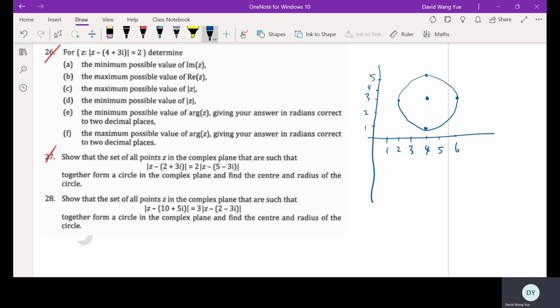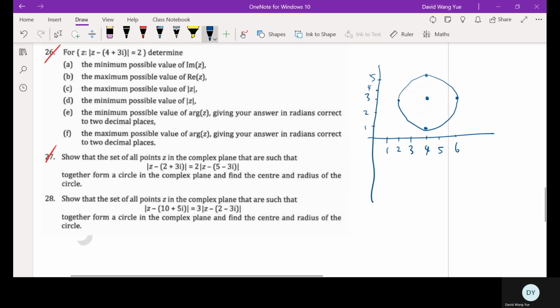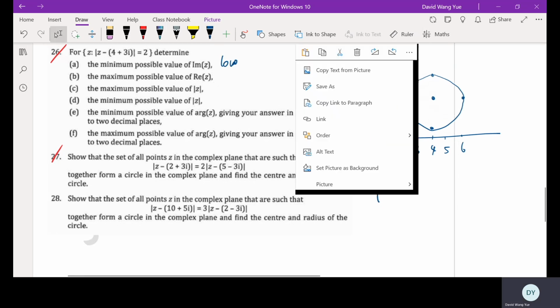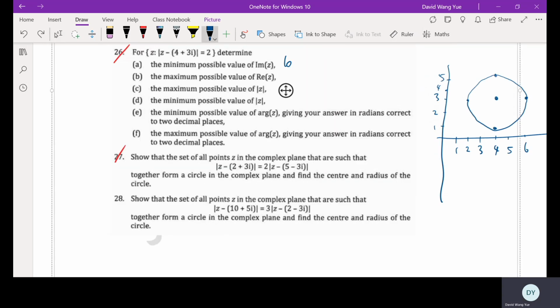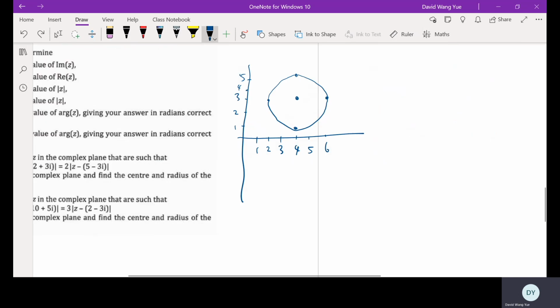Right. Okay, now what is the minimum possible point for the imaginary part of Z? That means we need to find out the lowest, sorry. This is very annoying when I try to write. So the part A, okay, I can only write here.